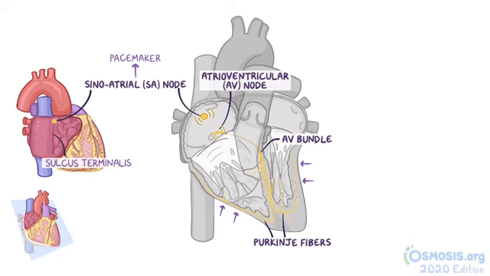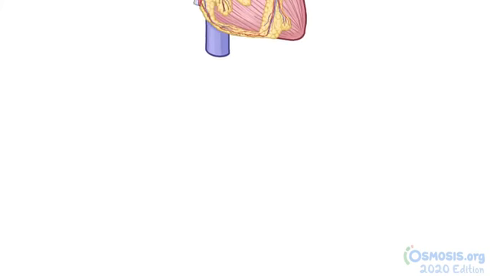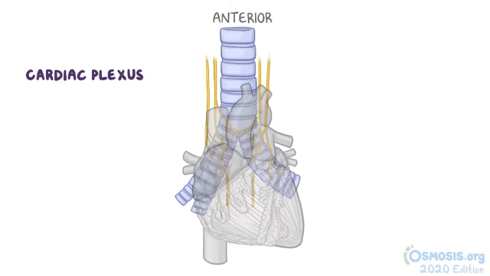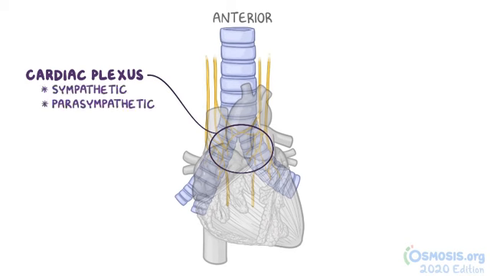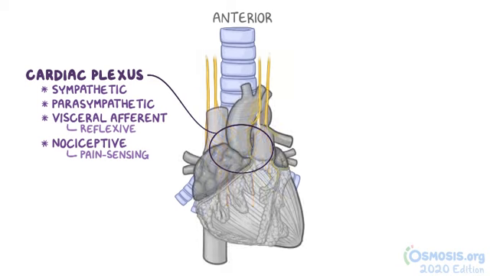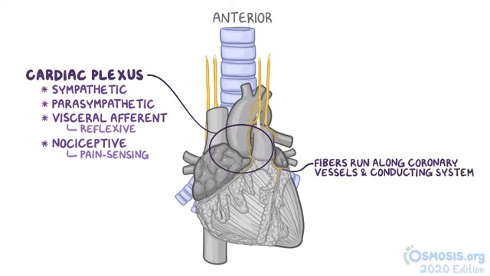And that's the basic electrophysiology of how the heart coordinates its contractions so blood can leave the heart and reach every organ in the body. The heart is supplied by the cardiac plexus, which is most commonly found on the anterior surface of the bifurcation of the trachea, posterior to the ascending aorta and the bifurcation of the pulmonary trunk. The cardiac plexus has both sympathetic and parasympathetic fibers, as well as visceral afferent fibers for the reflexive and nociceptive, or pain-sensing, fibers of the heart. The fibers of the cardiac plexus run along the coronary vessels and conducting system.